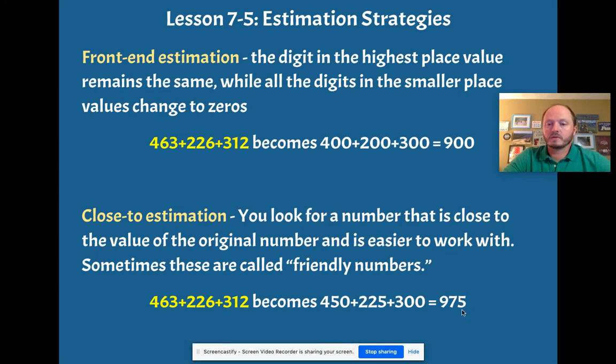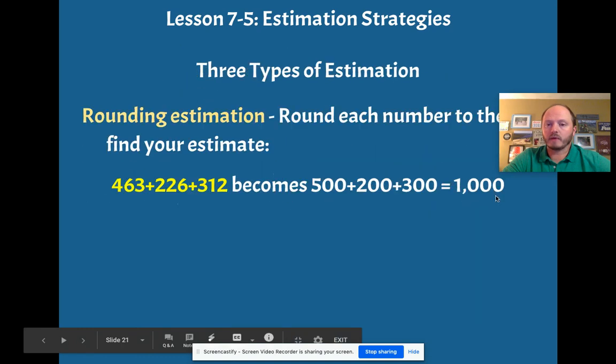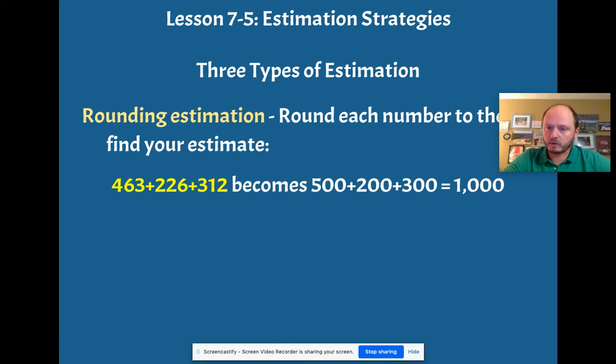Now, that gives us 975. So we have three different estimates and three different approximate answers. 975, 900, and back here we have 1,000. One of them is pretty close to the exact answer. The other two, they're sort of close, but they give us a good idea about where the answer should fall.